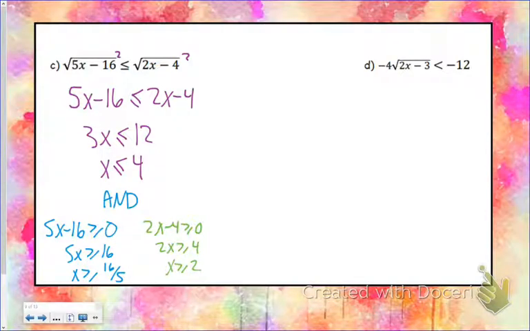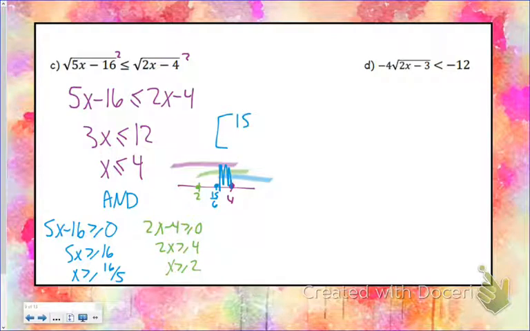So I'm going to make my number line. Here's 4, closed circle. 2, closed circle. And then 16 over 5 I know is a little bit more than 3, so it's going to be in between these two. Also a closed circle. I'm looking for my solution to be greater than or equal to 16 over 5. I'm looking for it to be greater than or equal to 2. And I'm looking for it to be less than or equal to 4. So where all three of these line up is in this range right here. So in interval notation, my solution would be 16 over 5 to 4.